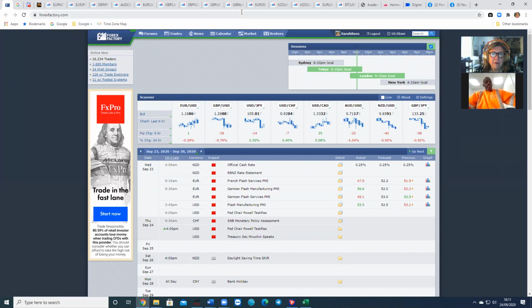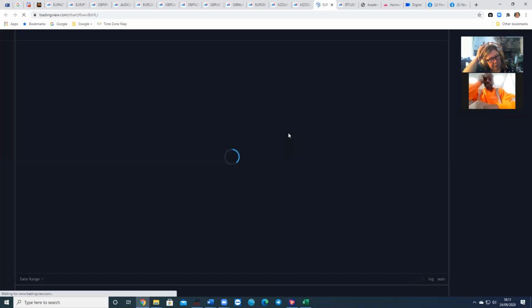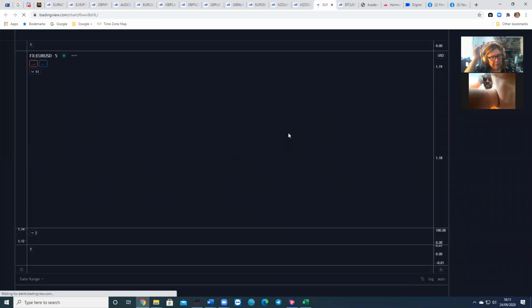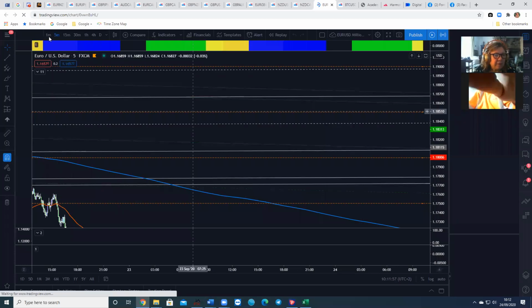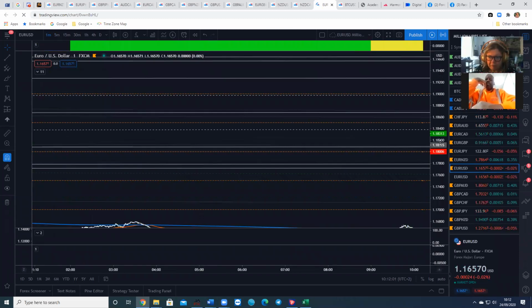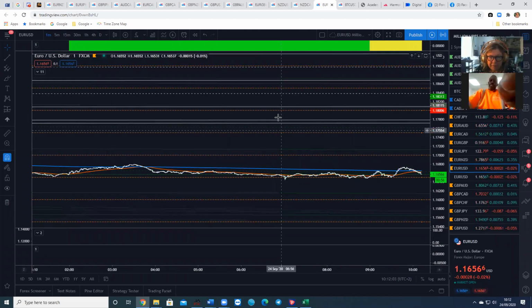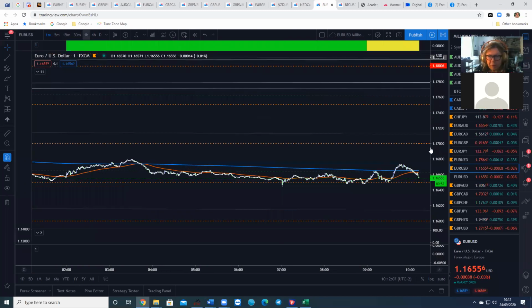Start off with Euro USD, and I think this was the one where I found a 4-hourly scan. Now someone said that they were finding it takes a little while to draw the scans. Yes, it does, but you do get quicker as you go along.